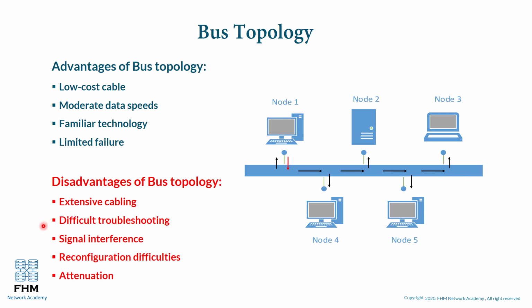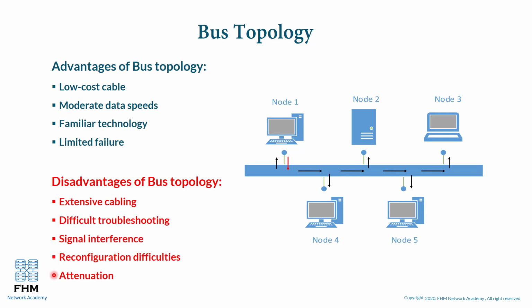Another disadvantage of the bus topology is signal interference. Because of having shared media, if two nodes send messages simultaneously, then the signals of both nodes collide with each other, and we can say we have a collision, which is a serious problem in bus topology. Reconfiguration difficulties. I mean, adding new devices to the network would slow down the network.